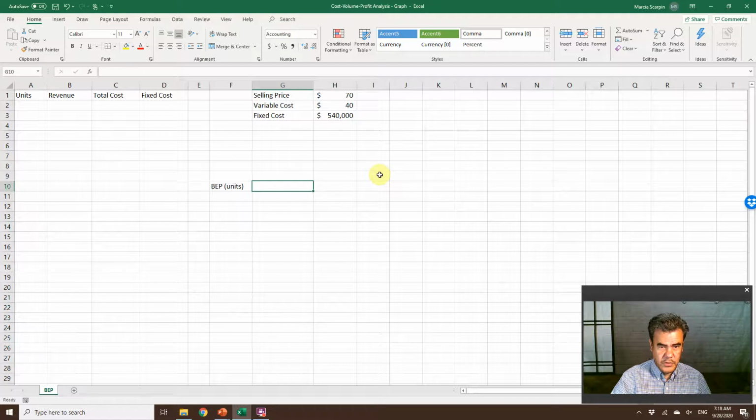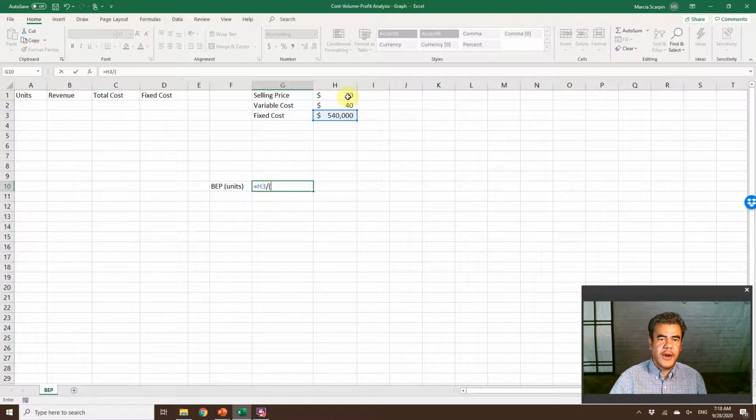How do we do that? Only to remember it. It's fixed costs divided by contribution margin, selling price less variable costs.